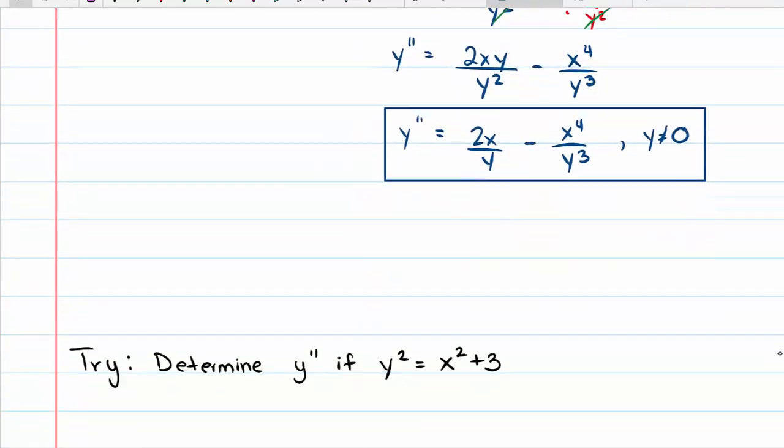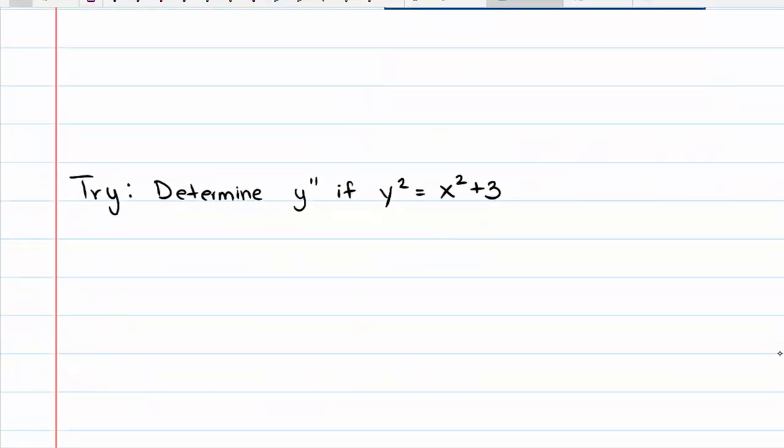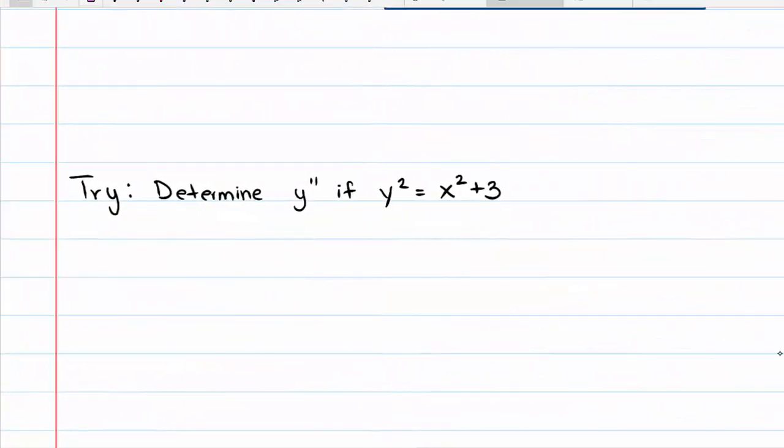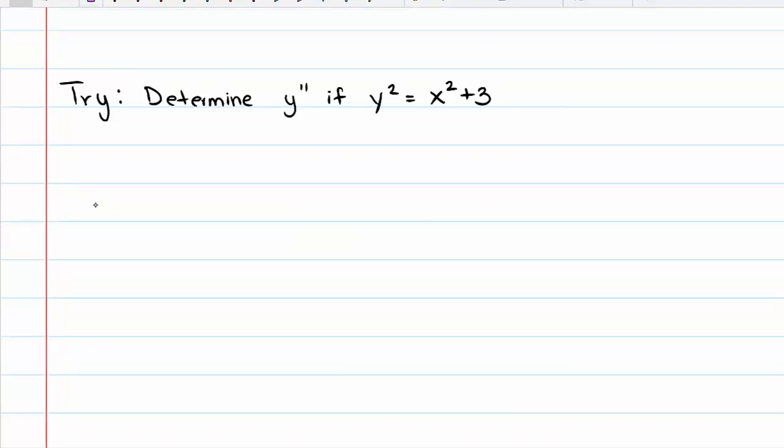Okay, good. So now what I want you to do is try this. I want you to determine y double prime if y squared is equal to x squared plus 3. So go ahead and try that on your own right now. Okay, fantastic. You've got an answer. Let's check. Let me just run through it with you guys and make sure we're all on the same page here.